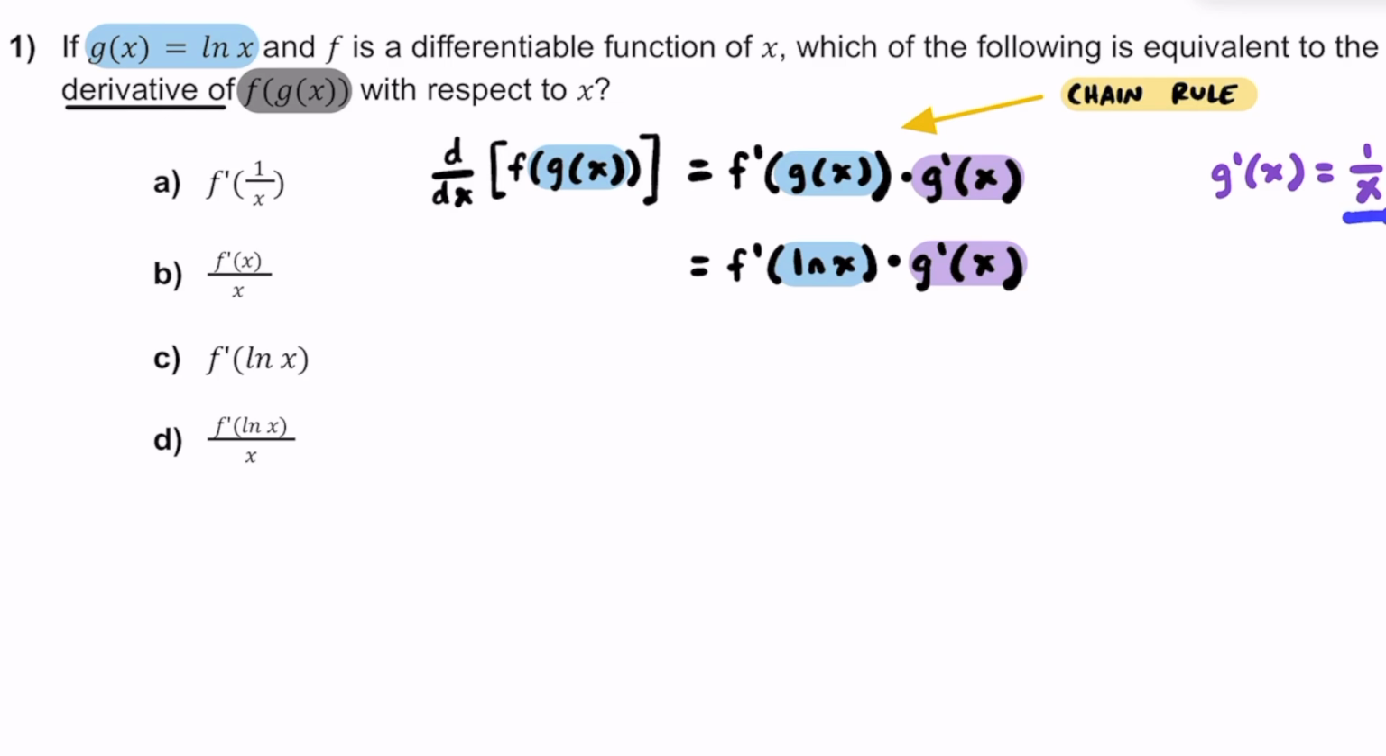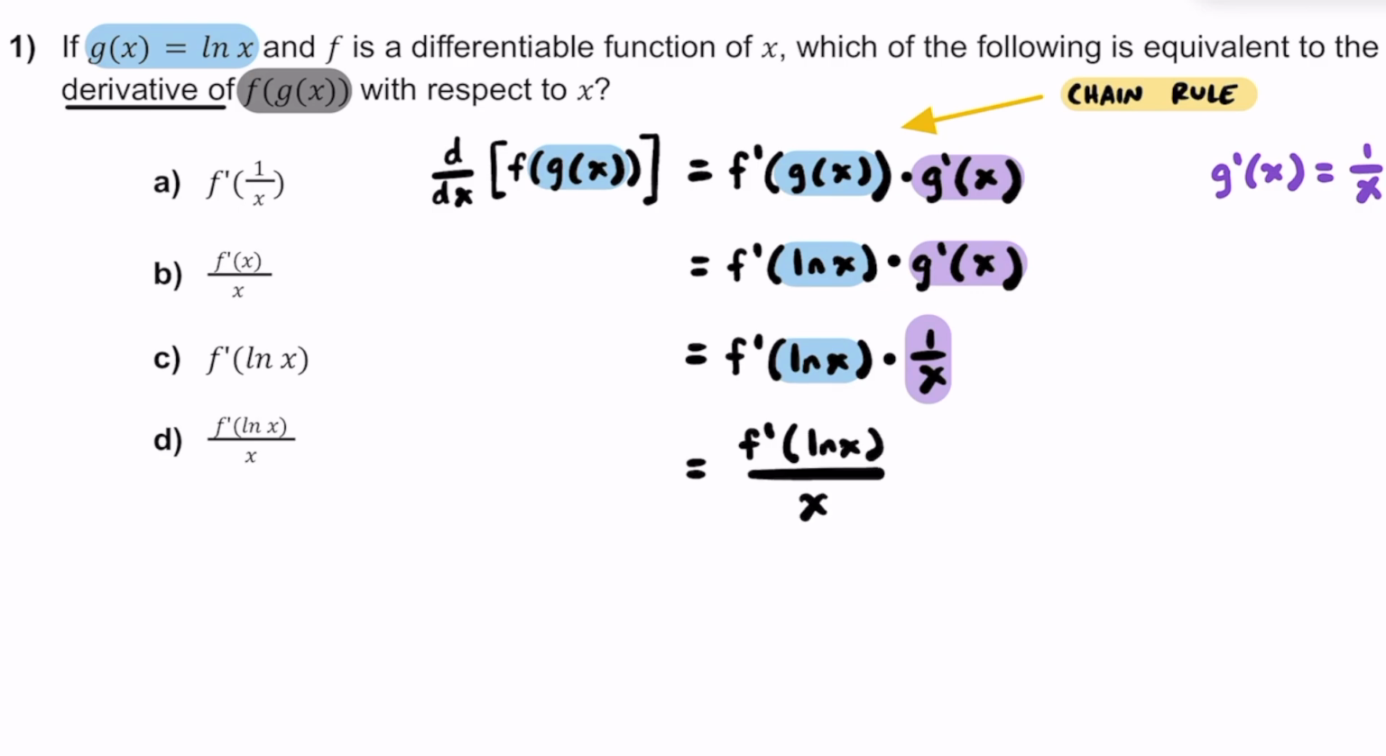So let's take this 1 over x expression and substitute that in for this g prime of x. If we do that, we're going to get that this derivative is going to be f prime of this ln of x multiplied by this 1 over x. So we have this expression over here multiplying by 1 over x. Keep in mind that that's going to be the same thing as f prime of ln of x divided by x. So we can rewrite this and say another version of this is going to be f prime of this ln of x divided by x.